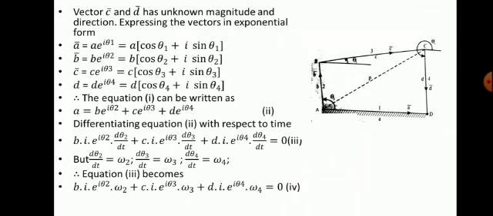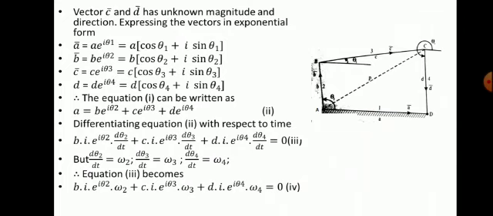In the first figure you have shown the links 1, 2, 3, 4. In the second figure you have shown the same thing in vector form: A, B, C, D. Now the same vectors you are representing in exponential form.